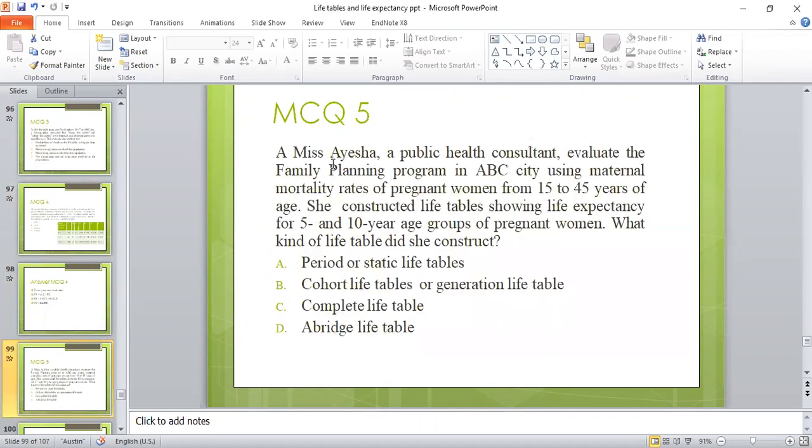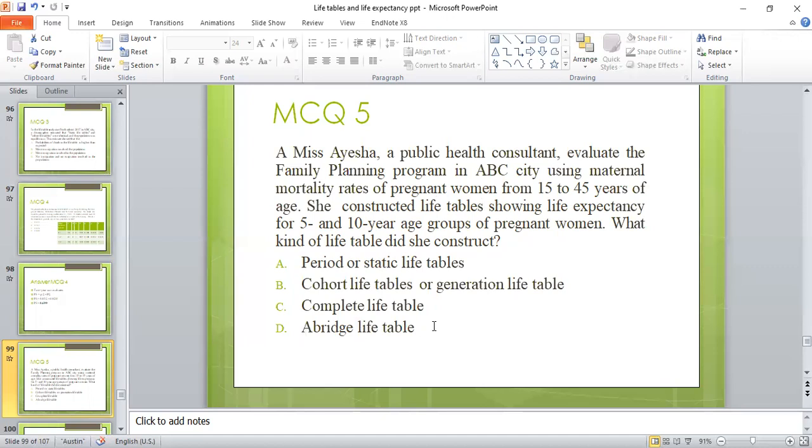MCQ 5. Miss Aisha, a public health consultant, evaluates the family planning program in ABC city using maternal mortality rates of pregnant women from 15 to 45 years of age. She constructed life tables showing life expectancy of 5 and 10 year age groups of pregnant women. What kind of life table did she construct? Period, cohort, complete, or abridged life table. A, B, C, D, which option?